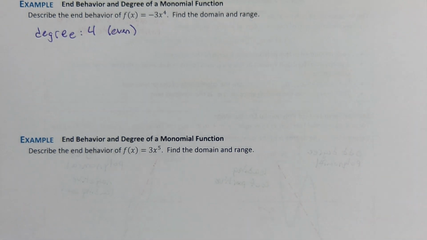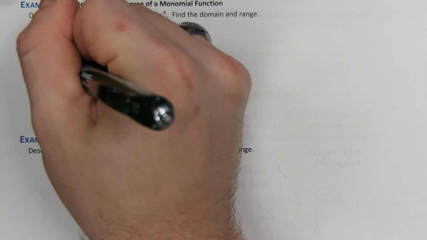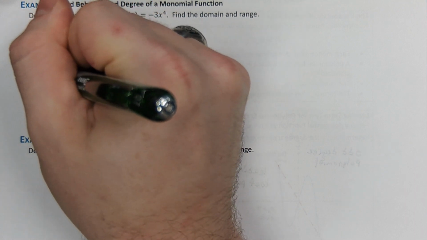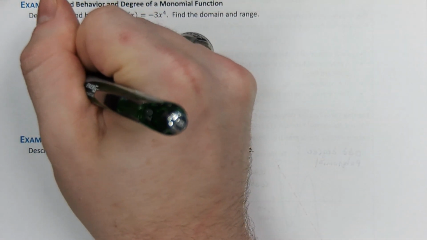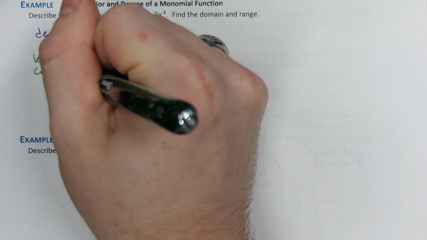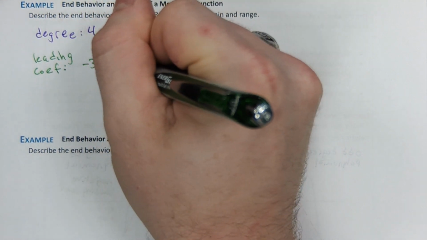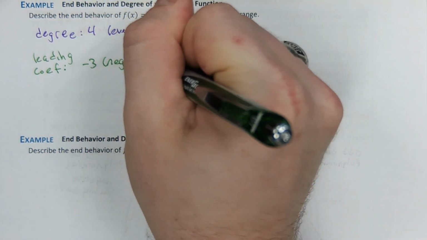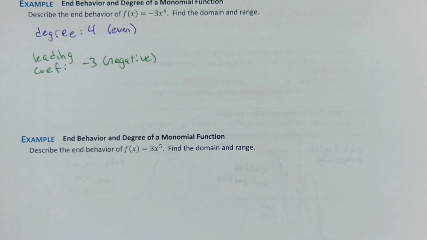The leading coefficient, is it positive or negative? What is the leading coefficient? It's -3. So it's negative. So we have a negative leading coefficient. We have an even degree monomial. So first question, class, lots of voices. Since the degree is even, are my endings going same or different directions? Same directions. Good.